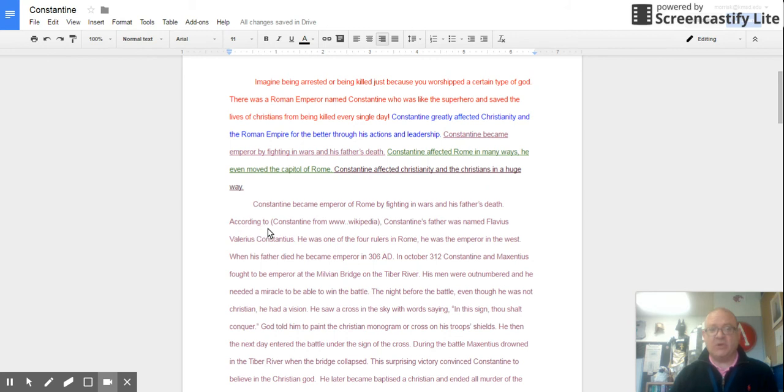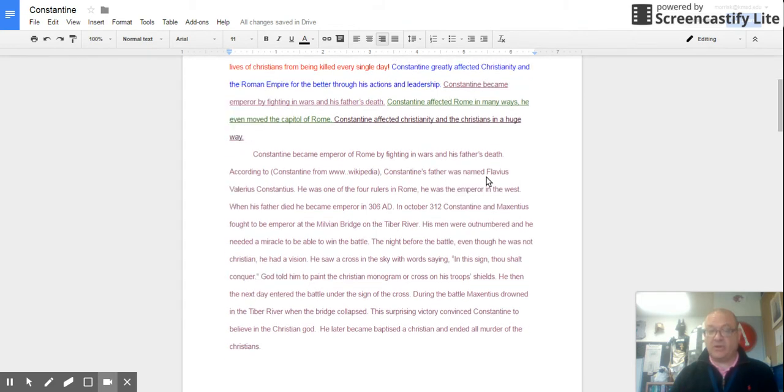My citation goes here. According to, and then I have my citation. Then I put a comma. Constantine's father, and now I put my argument in here. This is all the information I got from my notes, and I've turned them into sentences, not just statements anymore. I'm actually turning them into sentences.